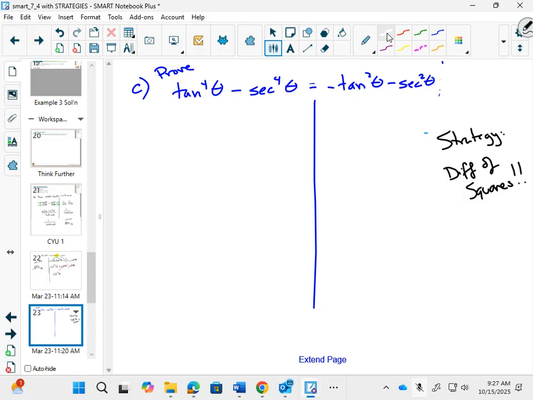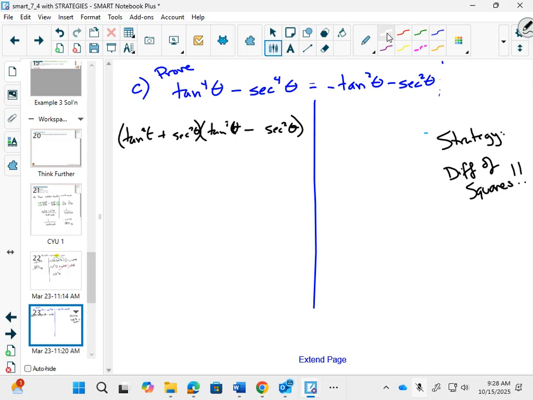Because if you have a difference of squares, you can factor. What is a difference of squares? Something squared minus something squared. We have it on the left side. This can be factored to be tan squared and tan squared, secant squared and secant squared. One with a plus, one with a minus.